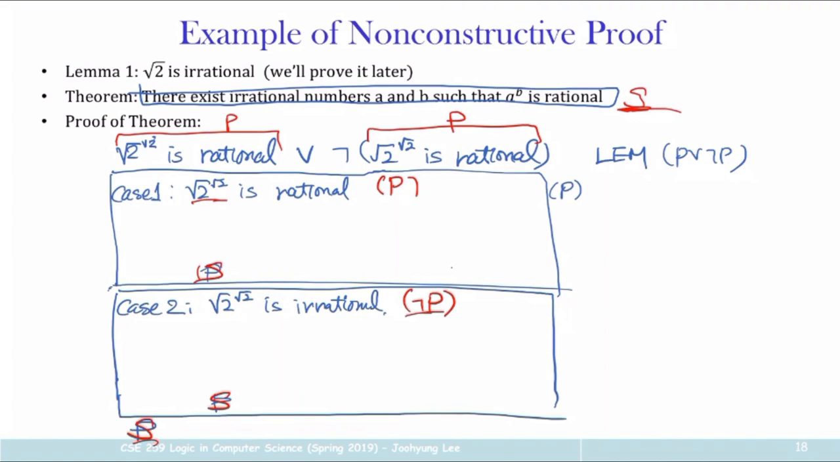So far, I didn't use any particular knowledge about the rational numbers, but now we can use it. Case 1, so we know that this number is irrational. Let's take a and b to be square root of 2. What happens? Can we now prove S?